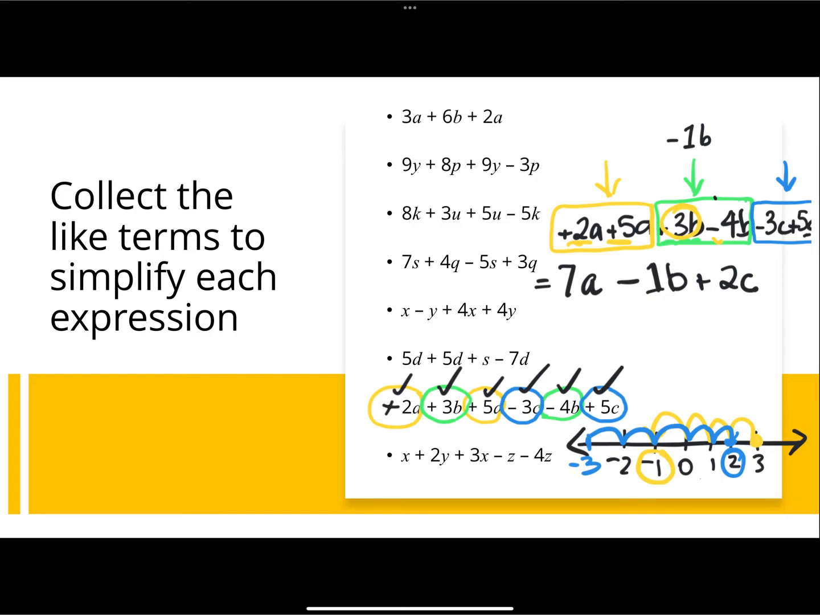My only problem is I don't like this one here. I don't like having a 1b. So we know in algebra, if there's a 1, we don't have to write it because it's implied, but I do need to keep this negative. So 7a minus b plus 2c. So if you got to this part here, that's really, really good. You just need to learn how to use your invisible maths to get it to here.